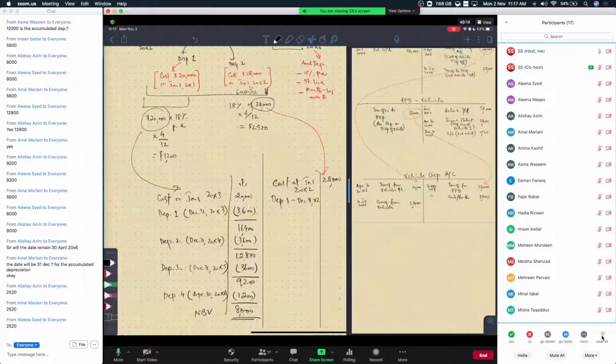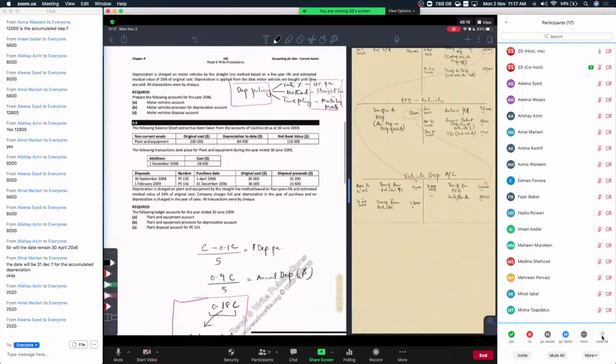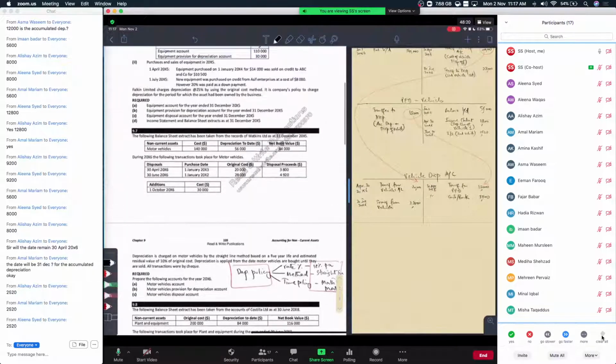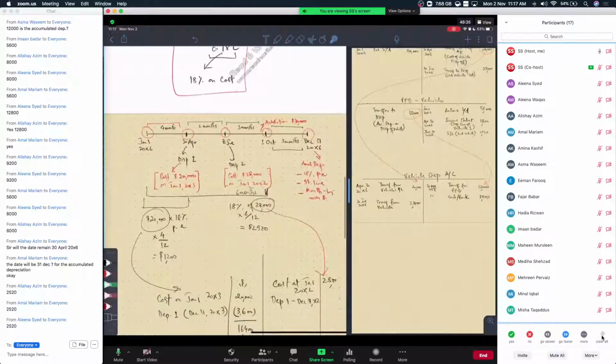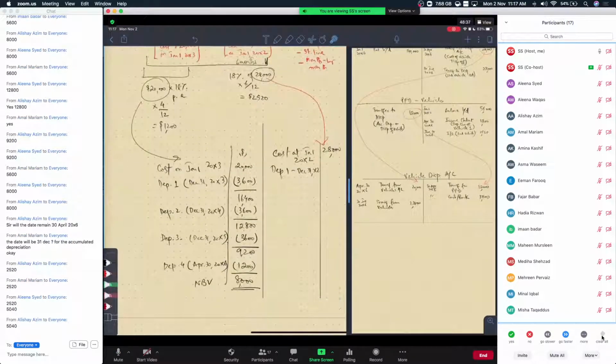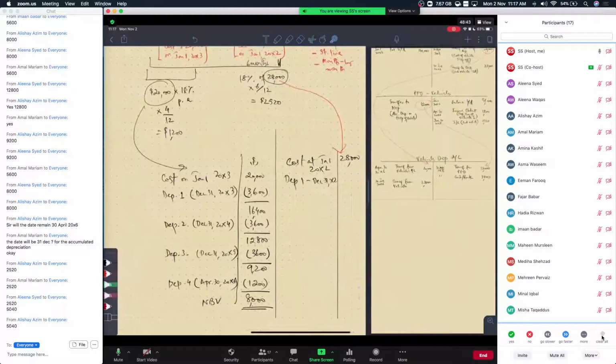And since you acquired this on the 1st of January as well, is it acquired on 1st of January? Yes, both vans were acquired on the 1st of January, as you can see here. So that means in the first year of their lives, they were depreciated for the entire year. So how much would 18% of 28,000 be? 5040. Thank you, Alicia. 5040.